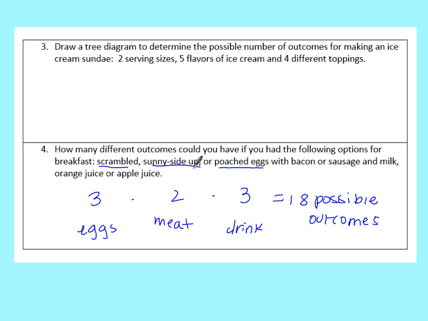So that's your fundamental counting principle. Just remember, you're going to be multiplying the possible outcomes. We're not dealing with probability here. It just wants the number of outcomes. So you should be in the whole numbers here, no fractions needed.